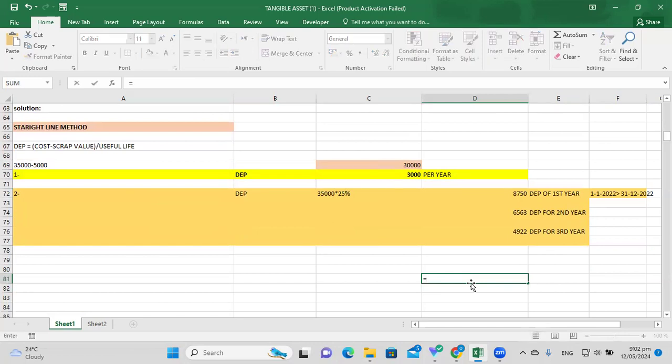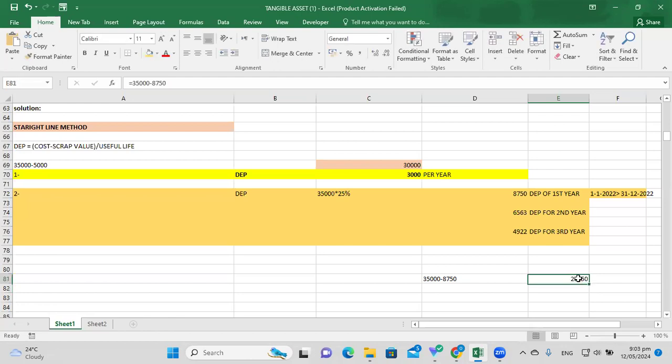What was our cost? Our cost was 35,000. And what was our depreciation for the first year? Our depreciation for the first year was 8750. So if we subtract 8750 from 35,000, what do we get? We get 26250. So what is this 26250? This 26250 is our carrying value at the year end, at the first year end.